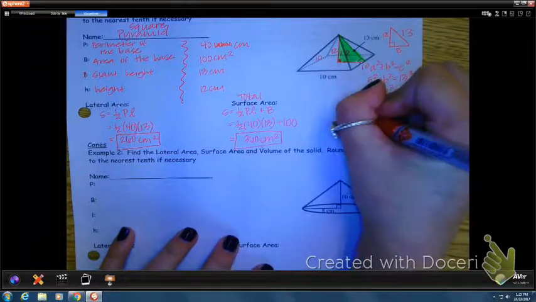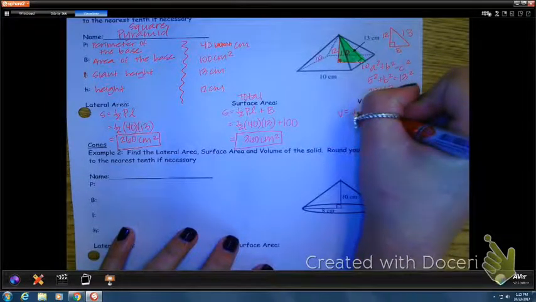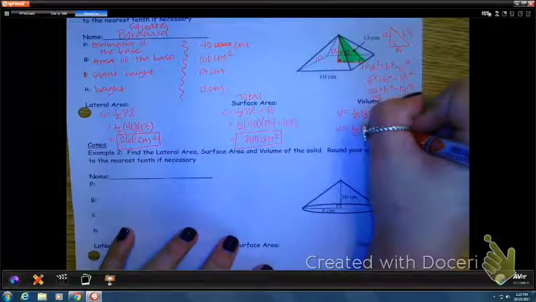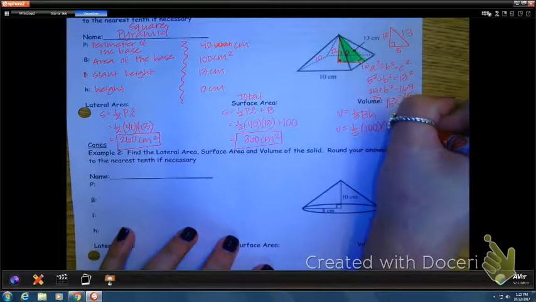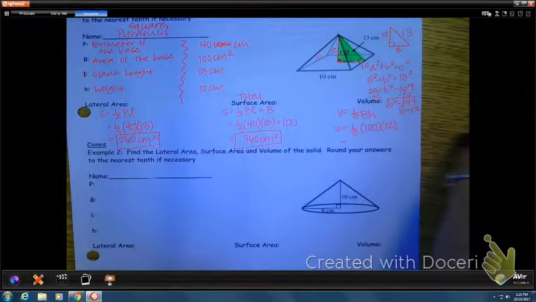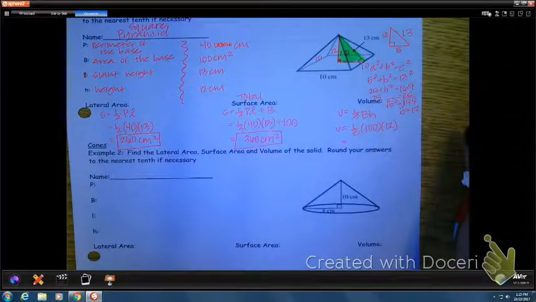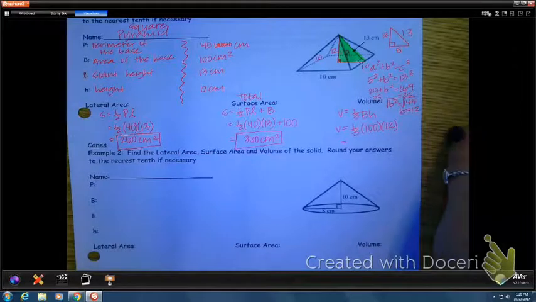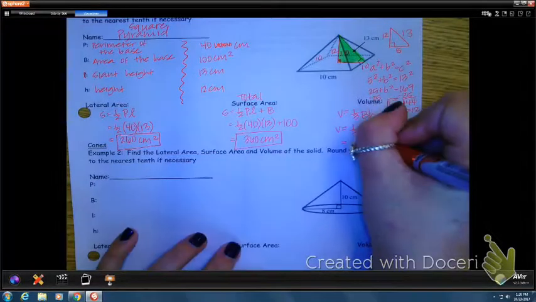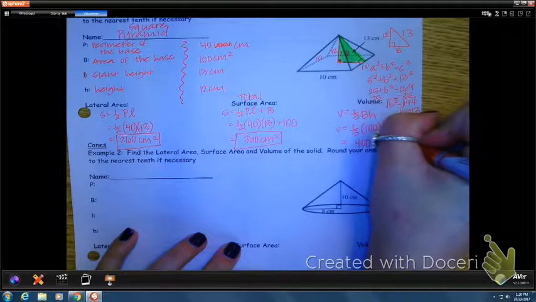Volume of a pyramid is 1/3 capital B times H. 1/3, 100 times 12. So again, with your calculator, 100 times 12 divided by 3 or multiplied by 1/3. Okay, should get 400 centimeters cubed.